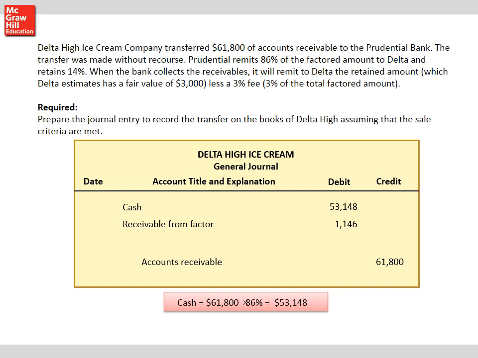Okay, so if Prudential collects all of the accounts receivables, they will send some money back. Delta thinks that there might be about $3,000 coming back to them. But Prudential says, yeah, we're going to still charge you 3% off that $3,000, which is $1,854. So if you take 3,000 minus 1,854, you're not going to get 3,000 back from us. You're only going to get $1,146.